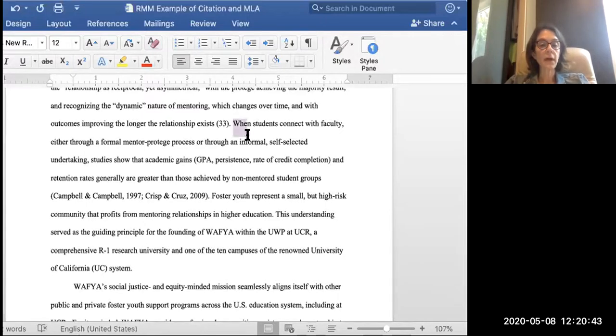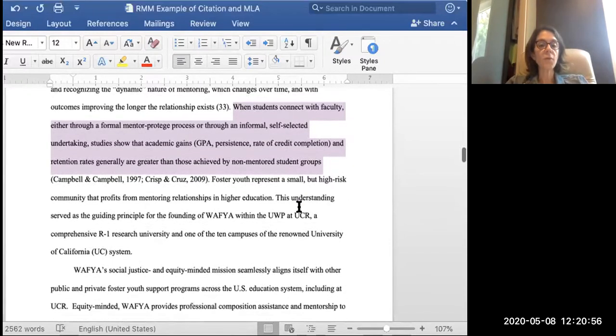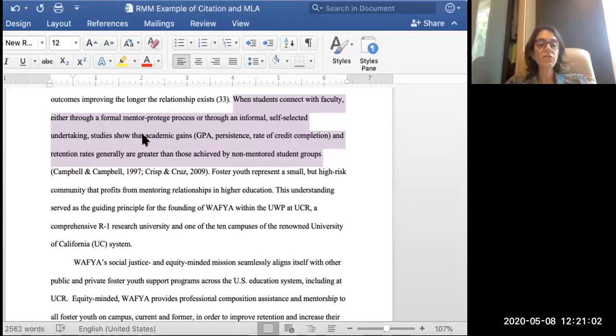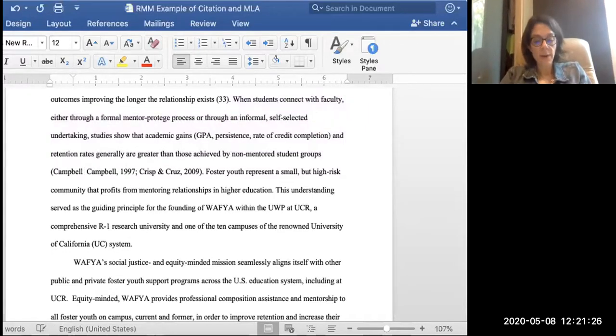Okay, here is another paraphrase, right? But a paraphrase also is just an assessment of the research, which may come from multiple sources. So when students connect with faculty, either through a formal mentor-protege process or through an informal self-selected undertaking, studies show, and I saw this phrasing in many of the papers, studies show that academic gains and retention rates generally are greater than those achieved by non-mentored student groups. Well, if I'm saying studies show, even if I don't want to go into the studies themselves, I have to cite my sources, right? So that I have backup evidence.